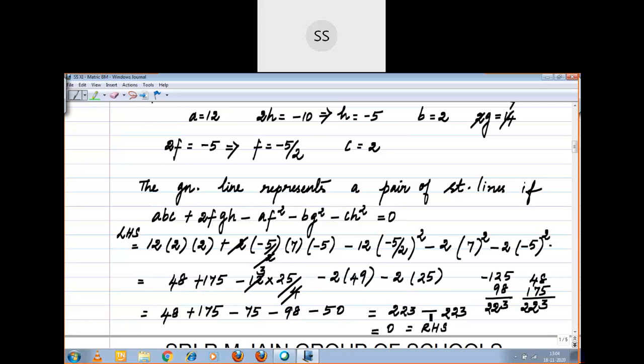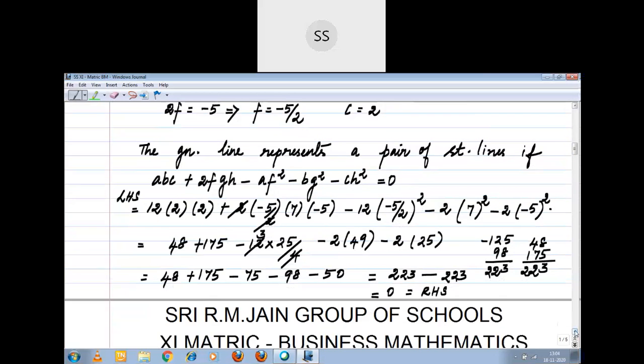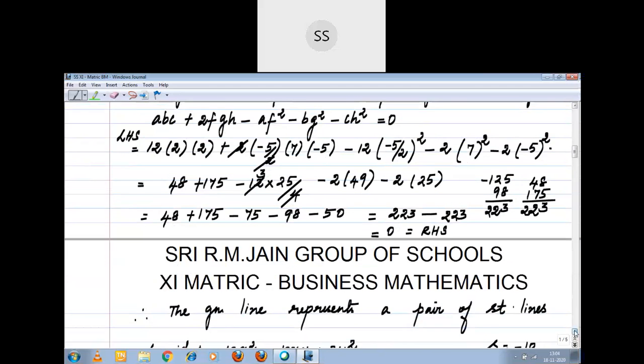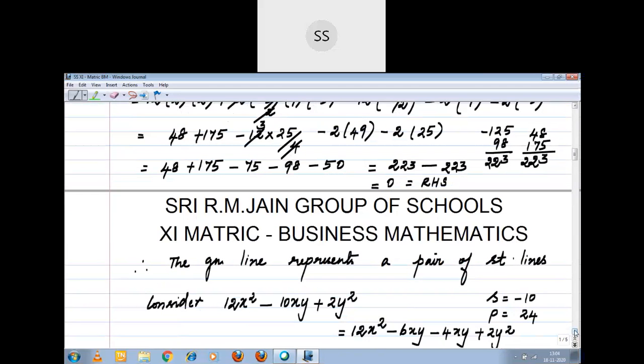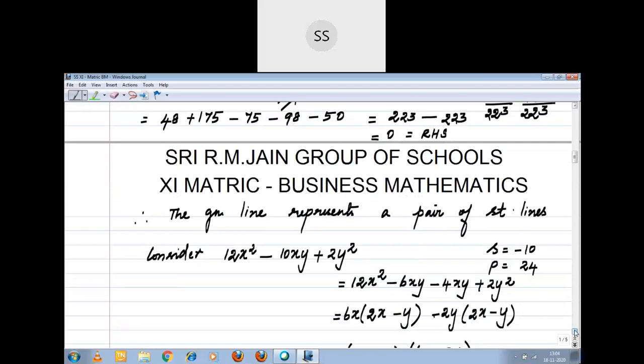You arrived at 48 + 175 − 75 − 98 − 50. Then 223 − 223, which is equal to 0, that is our RHS. Therefore, the given equation represents a pair of straight lines. After that, you want to find the separate equations.